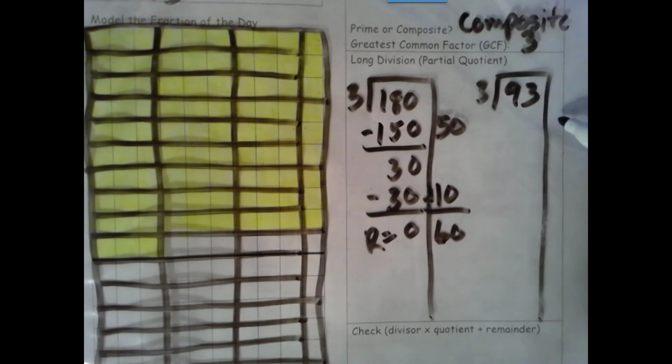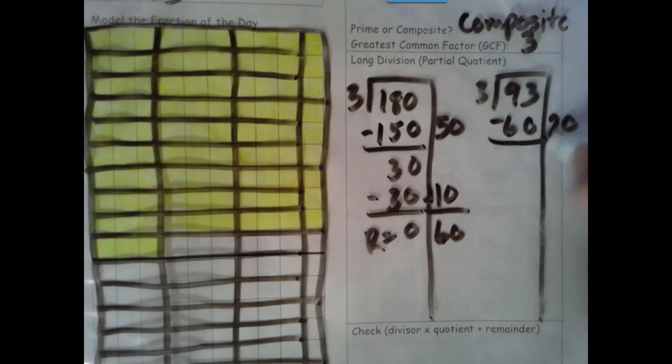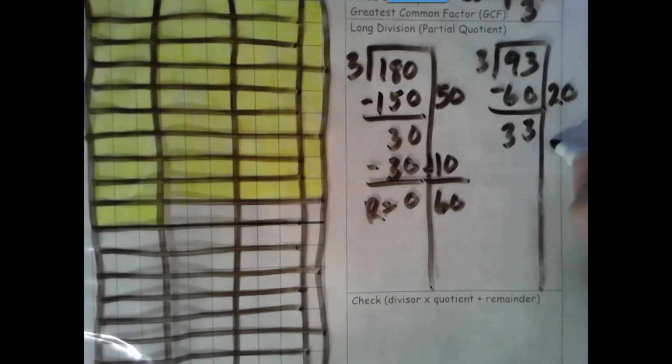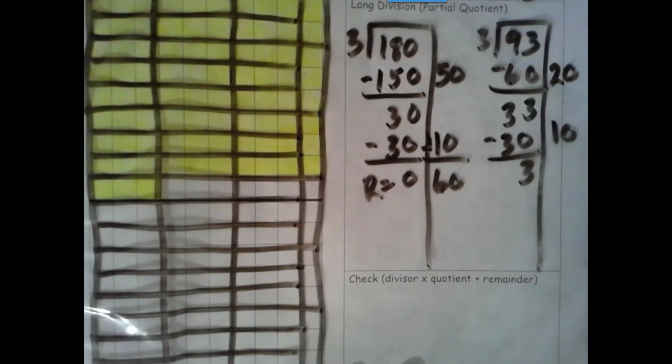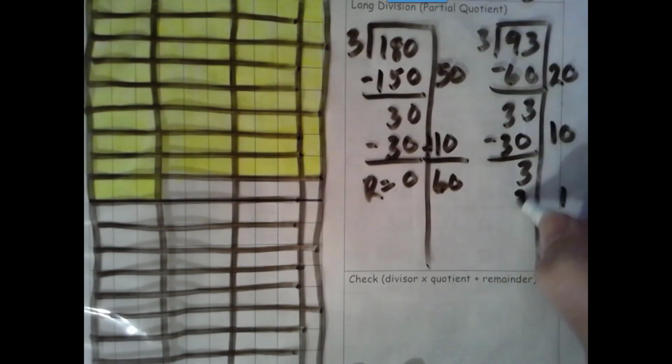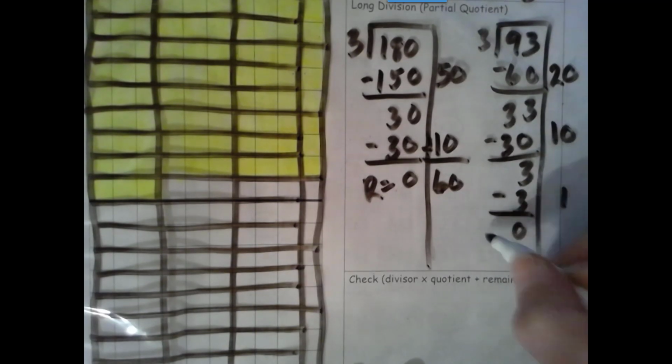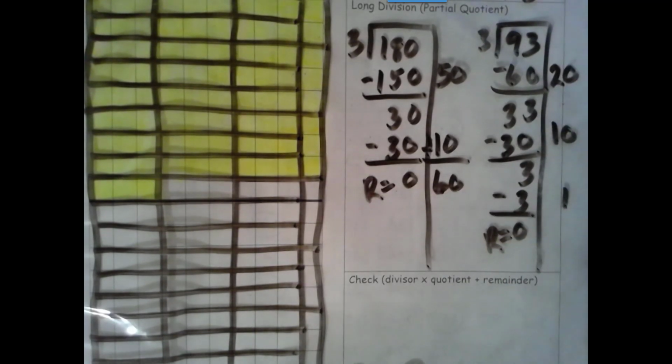Let's see. Let's try 3 times 20. Placeholder moves it over a place. 2 times 3 is 6. More on top, no need to stop. 10 times 3 is 30. Numbers the same, 0 is a game. 1 times 3 is 3. Add our partial quotients together. 20 plus 10 is 30. Plus 1 more is 31.